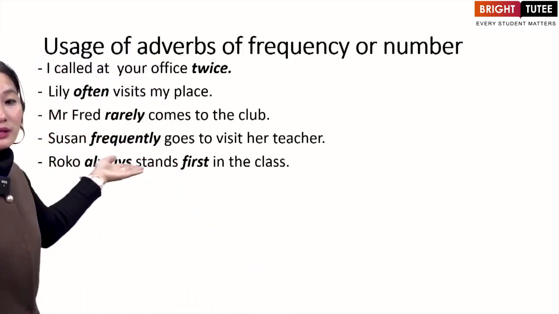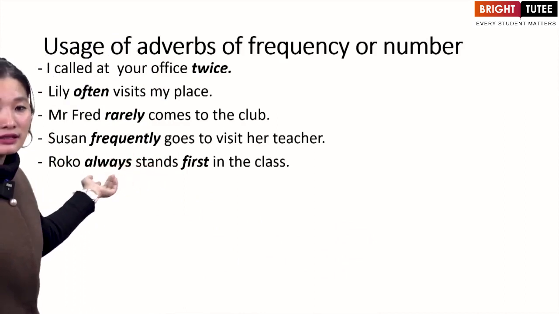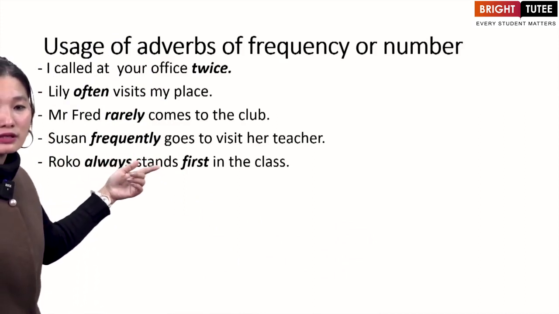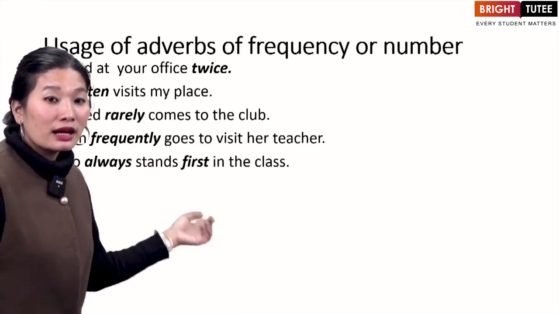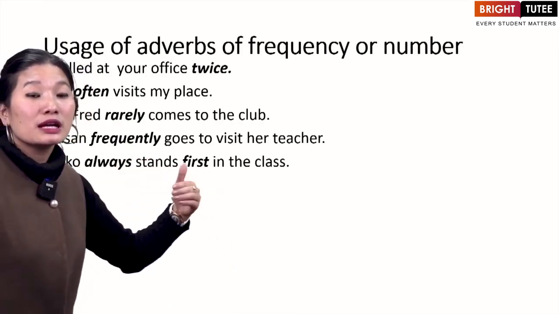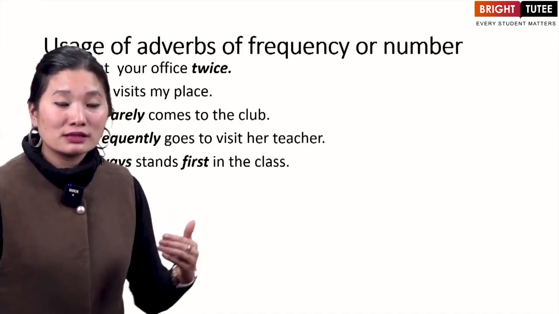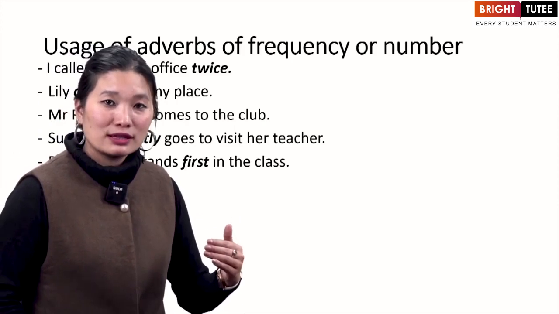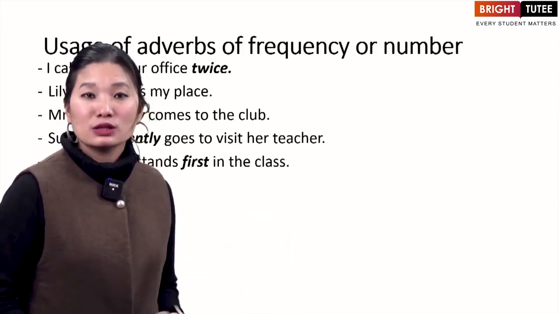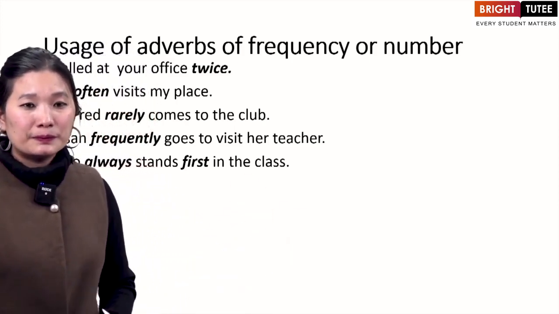And Rocco always stands first in the class. The example, Rocco always stands first in the class. How many times did Rocco get first? Always stands. That means I gave the word stands because it denotes a continuous basis. Not just 1 year that he stood first. It is always. He always stands first. And first denotes a number again, right?